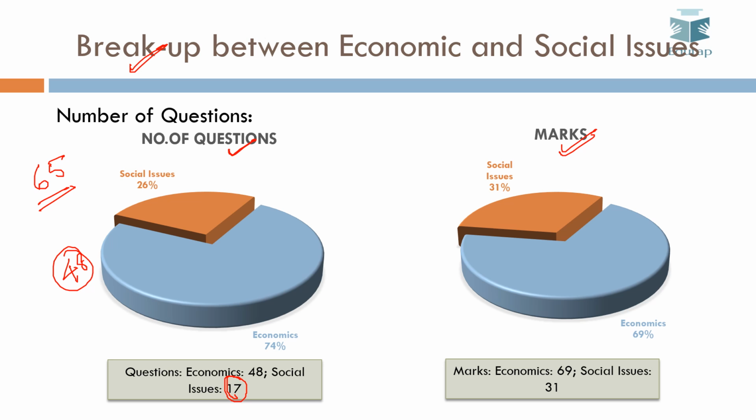If you have a look at this pie chart, you can see the priority that you need to give, or the trend in the paper, that economics topics have dominated the paper, okay. Talking about marks, friends, out of a total of 100 marks, you can see that 69 marks were from topics belonging to the economic section and 31 marks were from social issues, right friends?